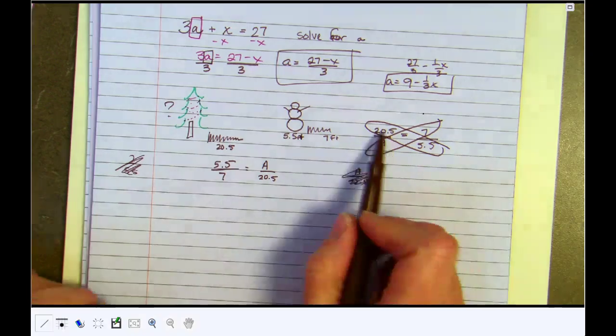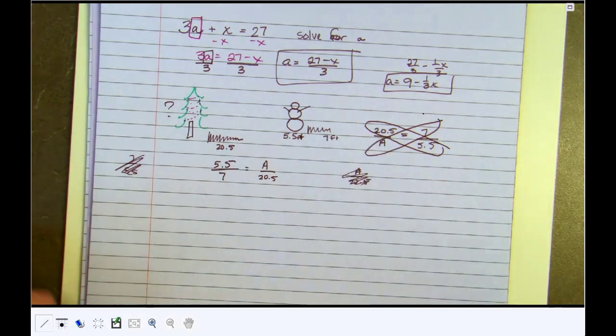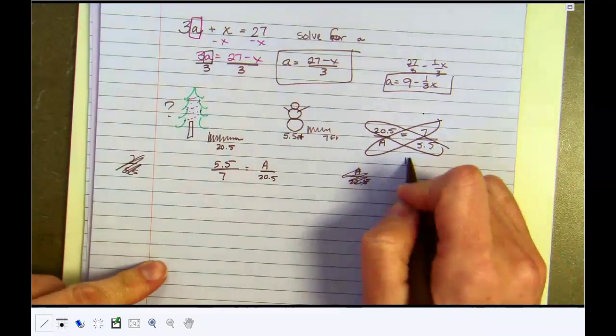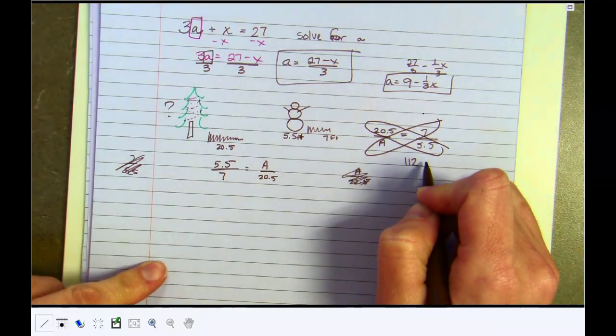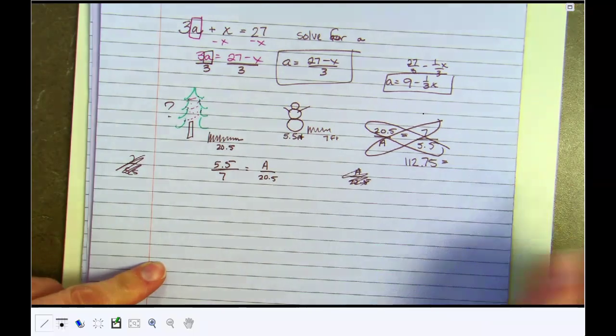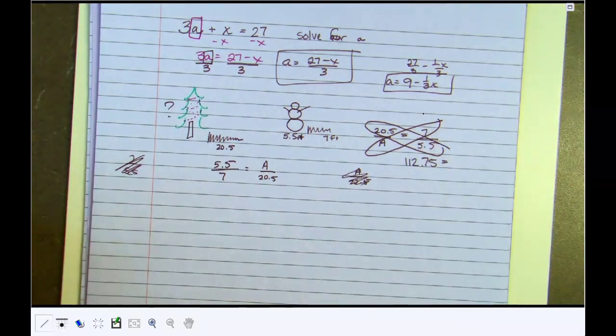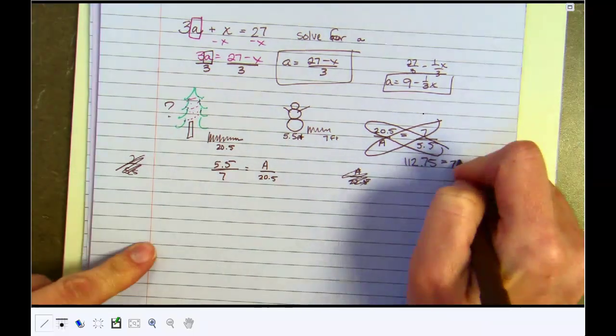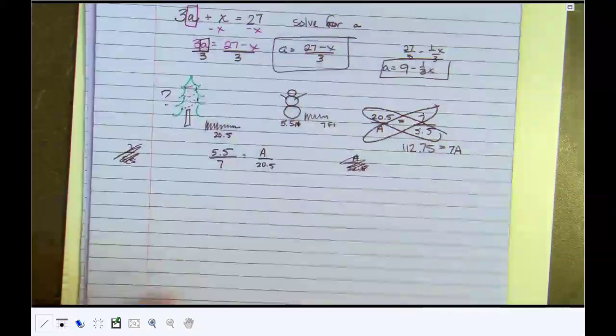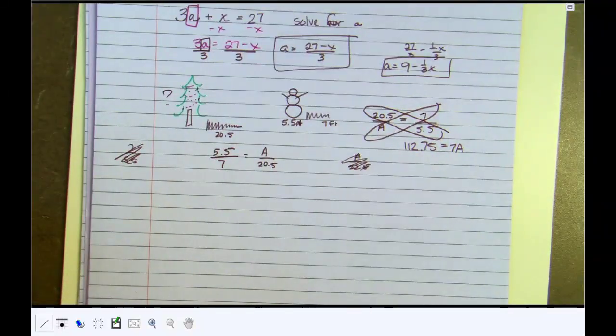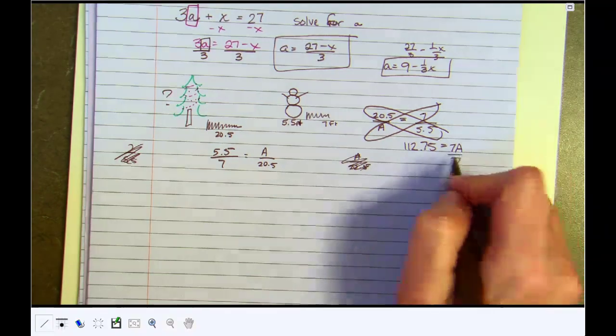I don't know what 20.5 times 5.5 is, though. 112.75. Thank you. What is 7 times A? 7A. Yeah, this is not a mystery question there. Okay? And then it's a one-step equation from there. What do you do? Divide by 7. Yeah, divide by 7.